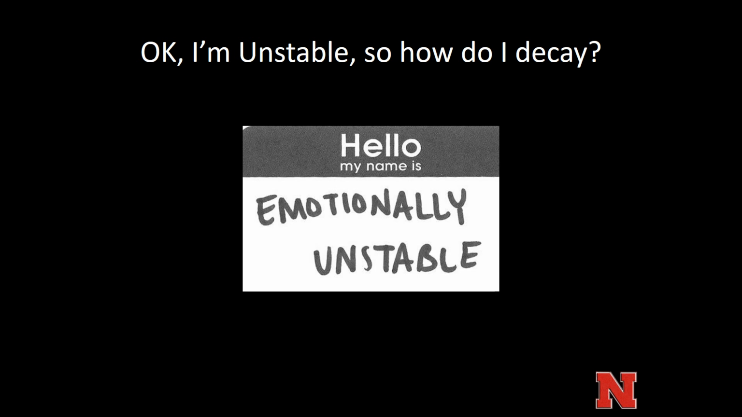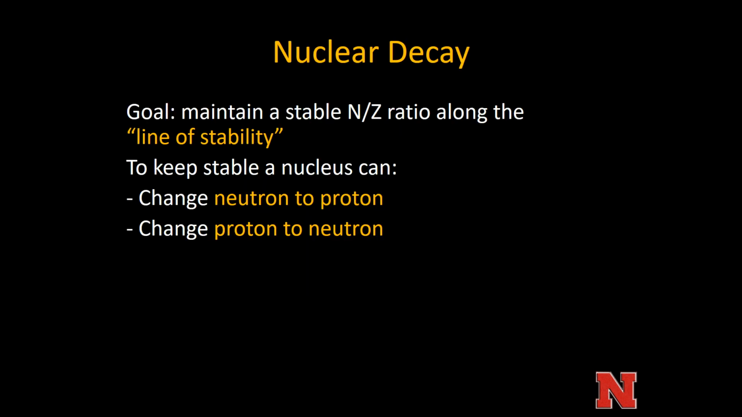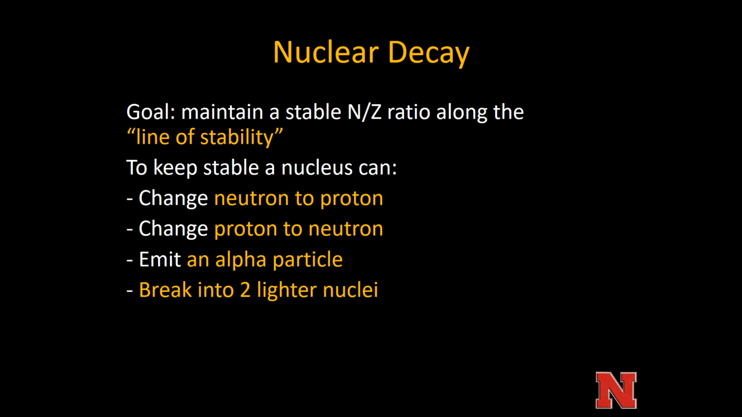Okay, I'm unstable, so how do I decay? Nuclear decay. The goal is to maintain a stable N to Z ratio along that line of stability. To keep stable, a nucleus can do a couple of things. It can change a neutron to a proton, or it can change a proton to a neutron to try and stay along that line of stability. It can emit an alpha particle, we'll get into that. And finally, it can just break into two completely different lighter nuclei.